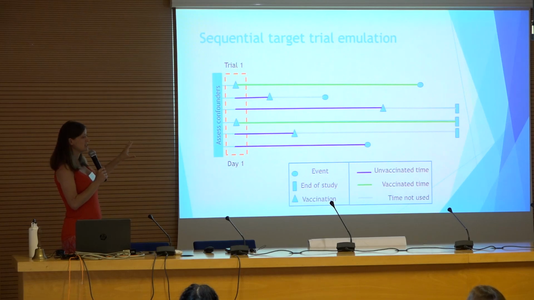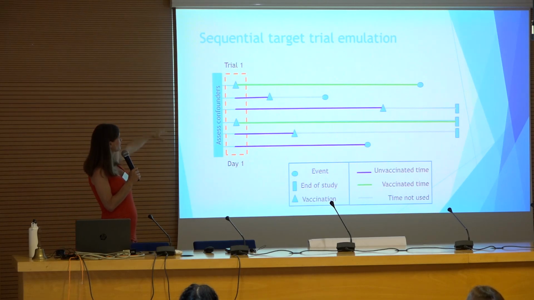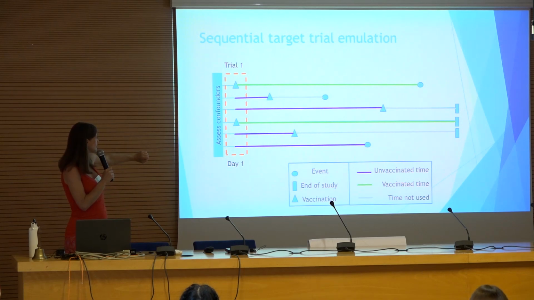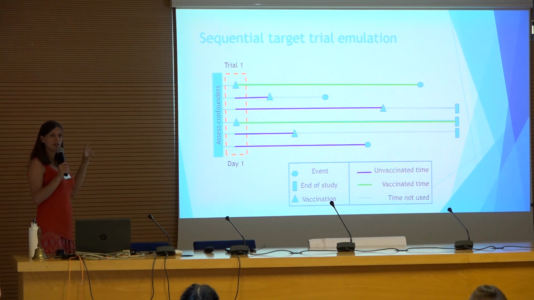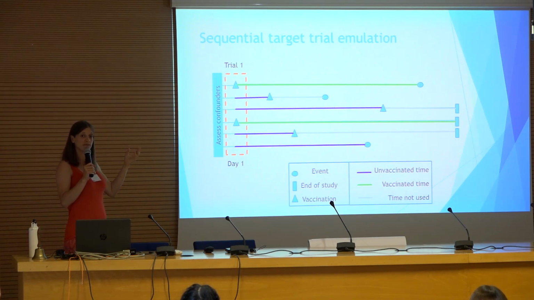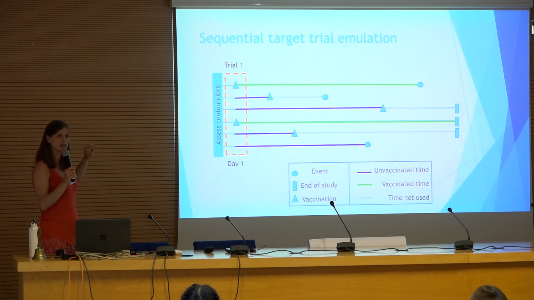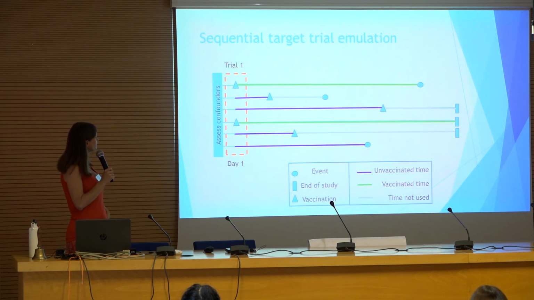Well, I'm just going to start at day 1, and I'm going to create a pretend trial out of people in my database on day 1. I'm going to look at who got vaccinated on that day and say, you're going to be my vaccinated arm, and the people who did not get vaccinated on that day are going to be my unvaccinated arm. And I'm going to follow them up from then.